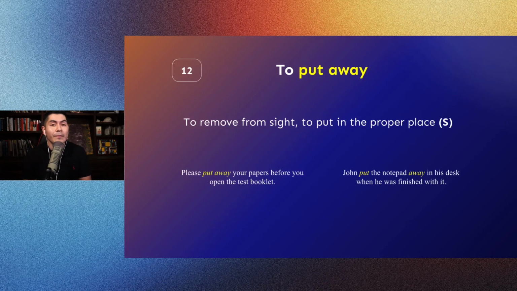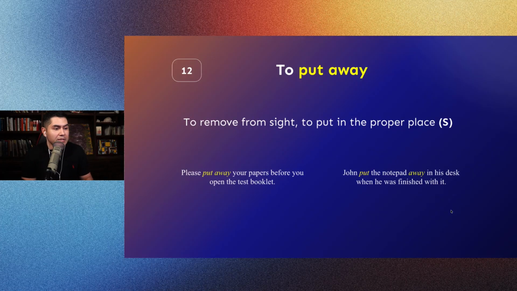phrasal verb is to put away. To remove from sight, to put in the proper place. And this one is also separable. Please put away your papers before you open the test booklet. So that means put away. Put away means to put it in a different location, but you can't see it. So put away the cell phone, for example. You shouldn't put it just on the table or flip it over. No, put it away, as in put it in your pocket. I don't want to see it like that, right? Let's say you're eating dinner with your parents, or you're in a meeting, you want to put away the cell phone.